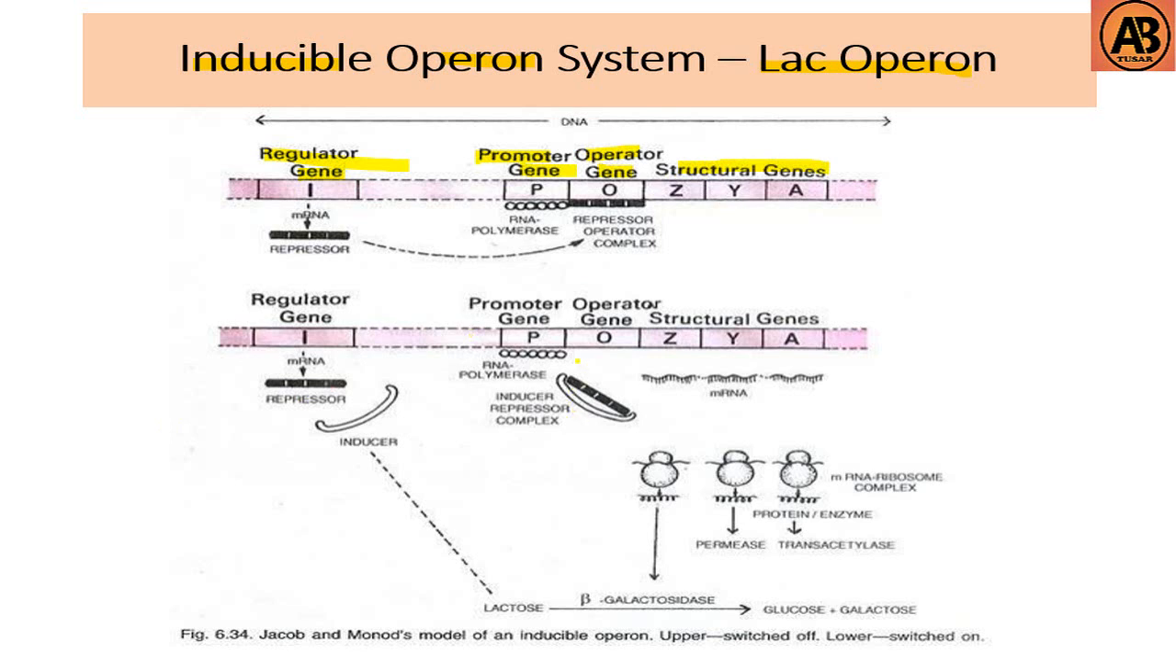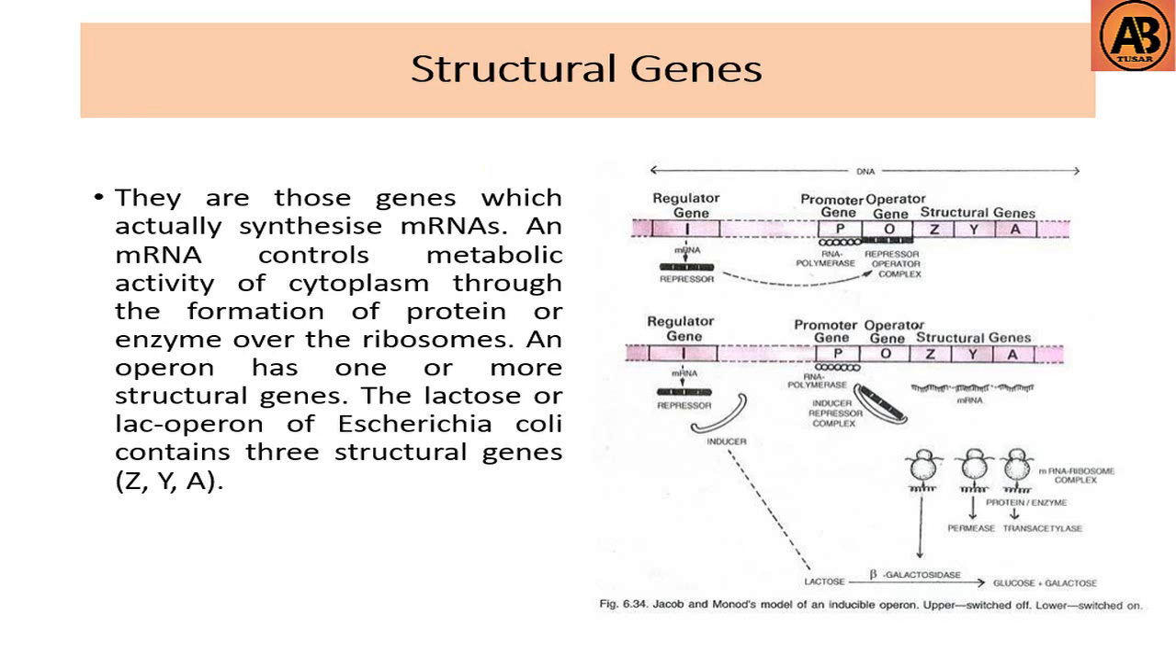So let's get started individually. First one is structural gene. Here you can see these are the structural genes, Z, O, A. They are those genes which synthesize mRNA, and mRNA controls metabolic activity of cytoplasm through the formation of protein or enzyme over the ribosomes.